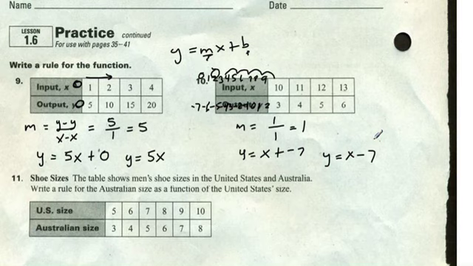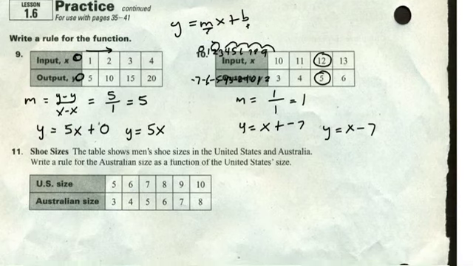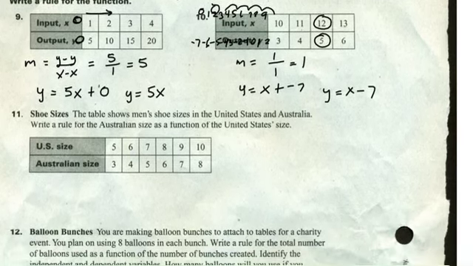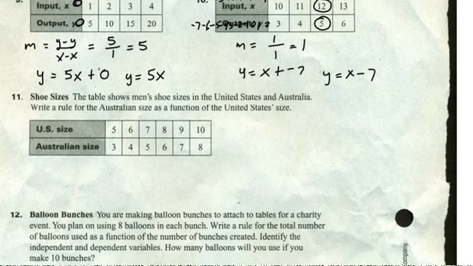Now let's just substitute to make sure we did it right. Let's take one of the ones that we already have. Let's substitute 12. So if I put 12 into this equation, y equals 12 minus 7, so y equals 5, and that's what we got, so we proved it. Okay, let's go ahead, and we're going to skip 11, 12, and 13. We'll do those in class.